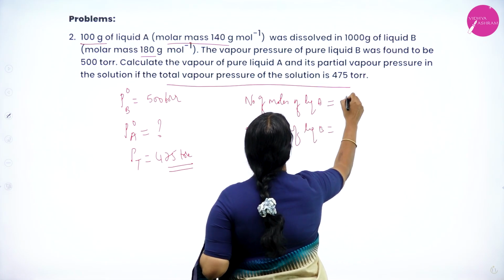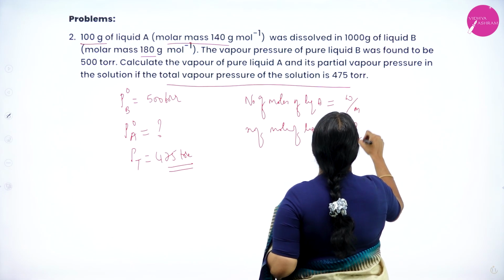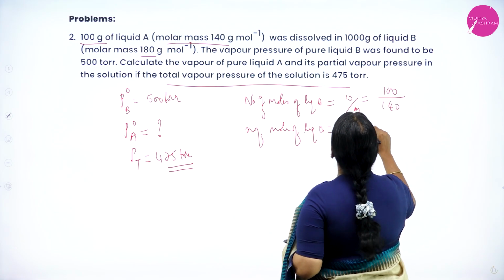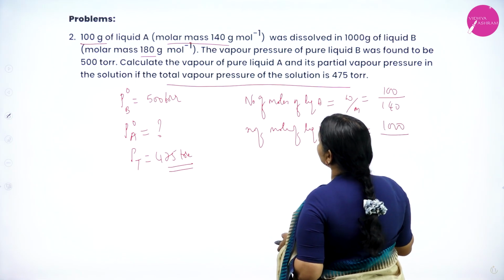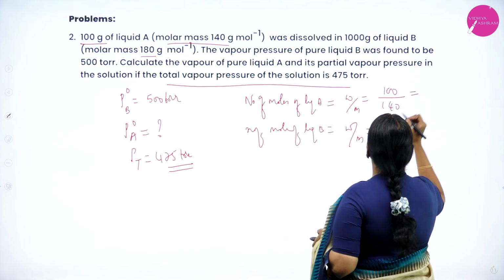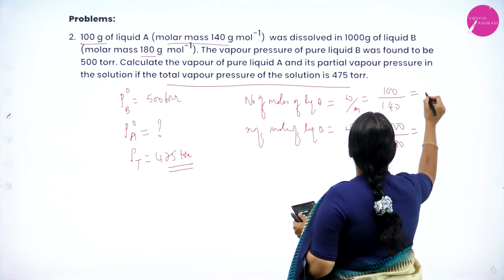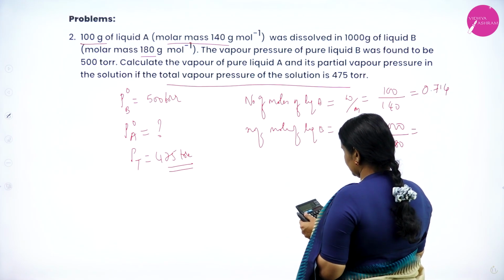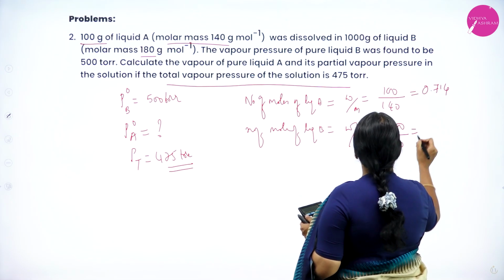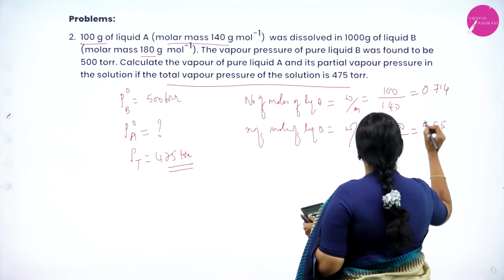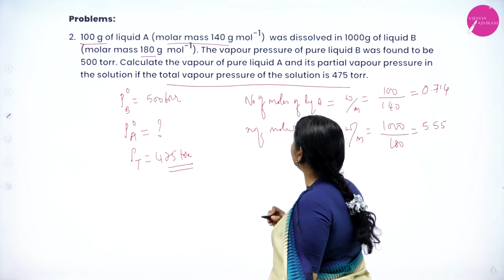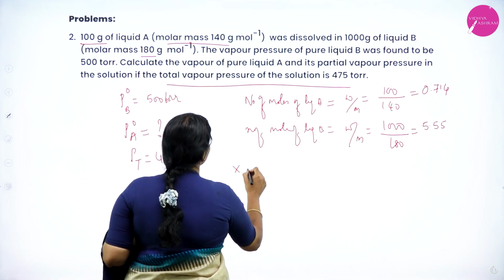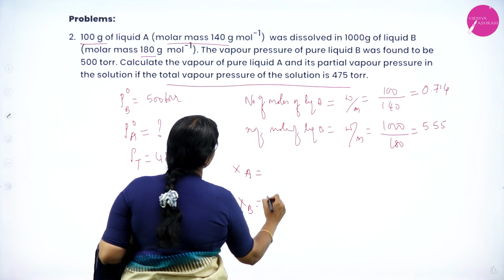How to find out number of moles? W by M. Liquid A mass is 100, molecular mass 140, and here 100 gram and 180. So, 100 by 140, 0.714. Now, it is 100 by 180, 0.555. So, you got the number of moles. Now, I have to calculate XA and XB. What is XA and XB?